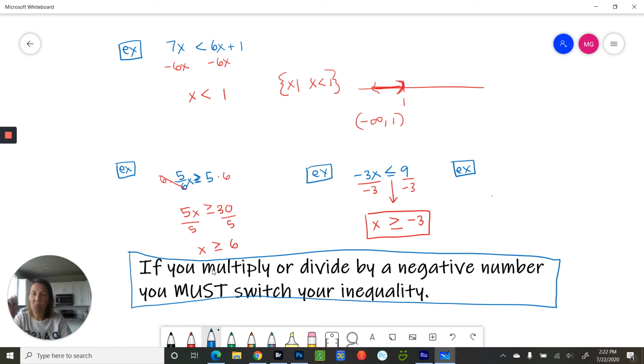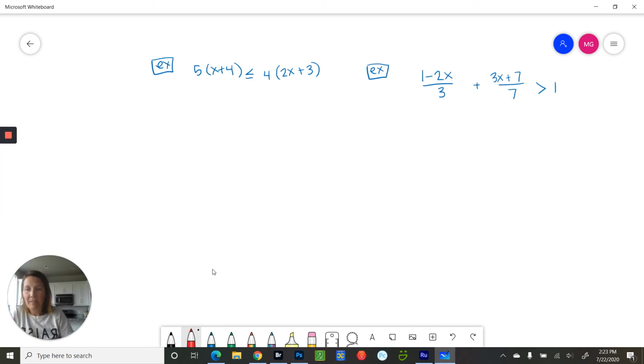It's only if you multiply or divide by a negative number. Okay, let's quickly go through two examples of a little bit harder problems. You're going to use the same steps that we used in solving our linear equations to solve these. And the only thing you have to remember is switch the sign if you multiply or divide by a negative number. If you multiply or divide by a positive number, you don't switch it. If you subtract, you do not switch it. It's only if you multiply or divide by a negative number.